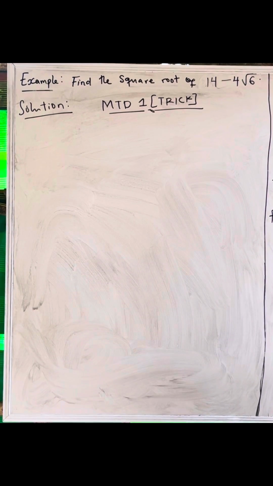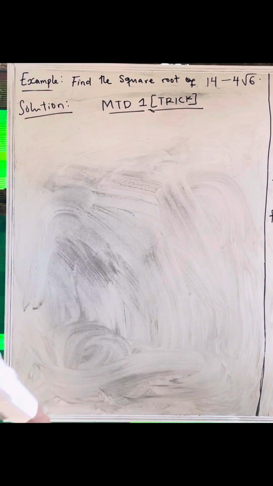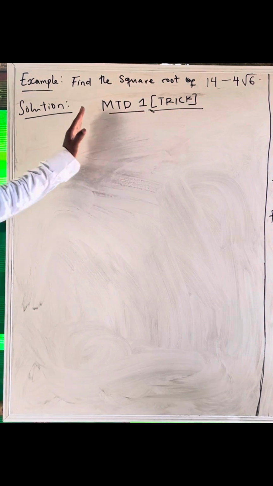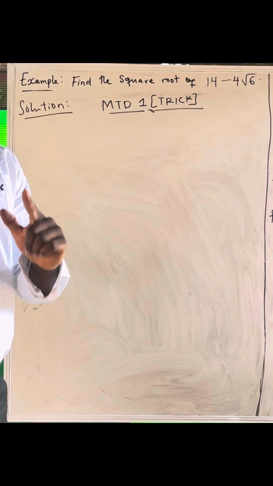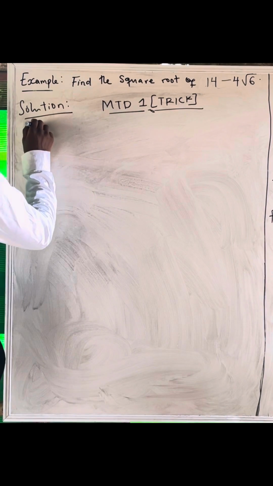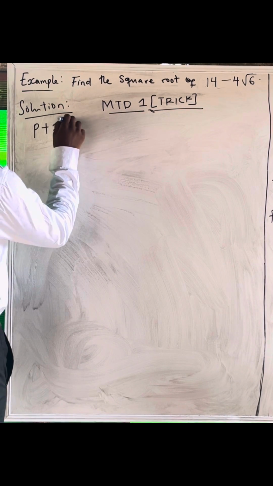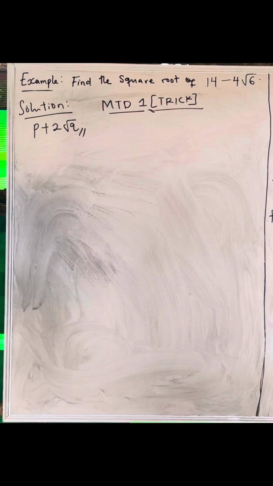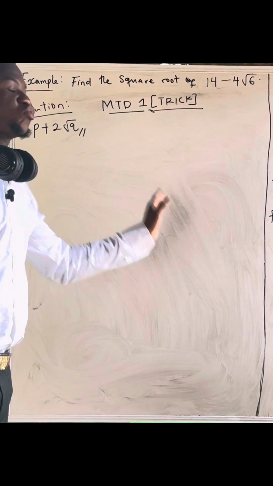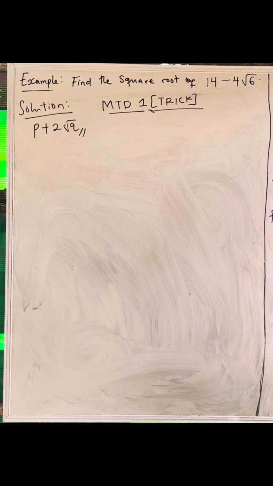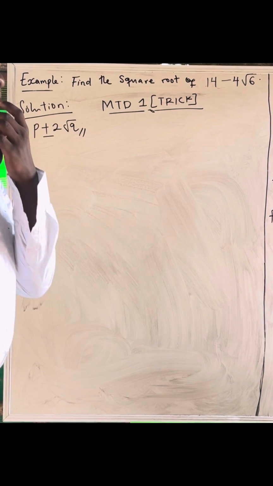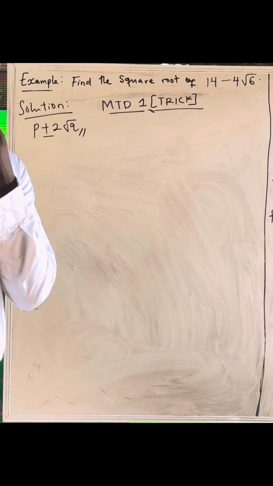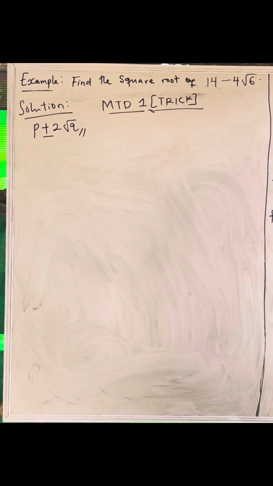Now, example 2. Find the square root of 14 minus 4 root 6. We have to use the method 1 trick method. Now, guys, don't forget that before you can use your trick, the question must be in the form of p plus 2 root q. But now, this question that we have here can be p plus 2 root q or p minus 2 root q.